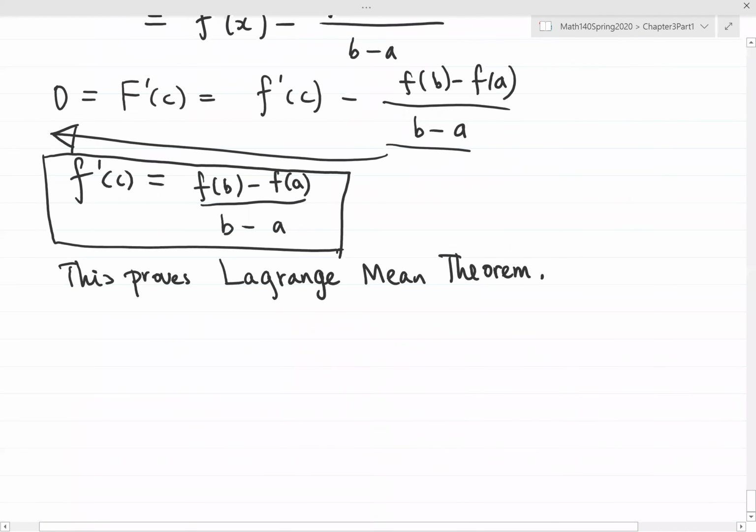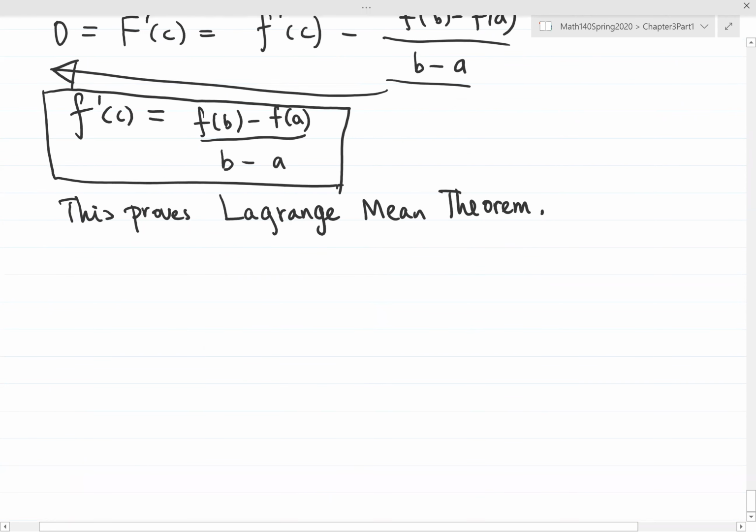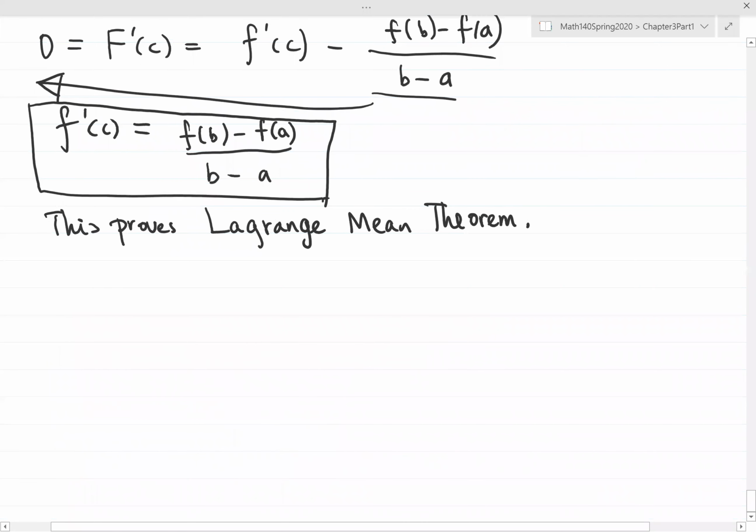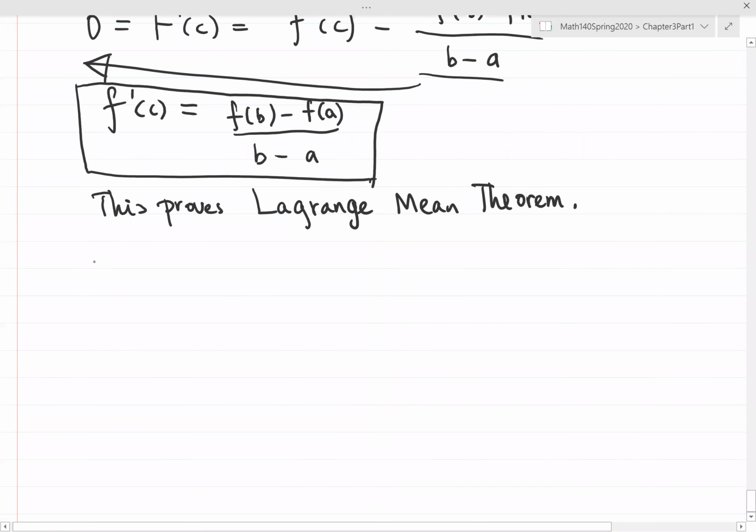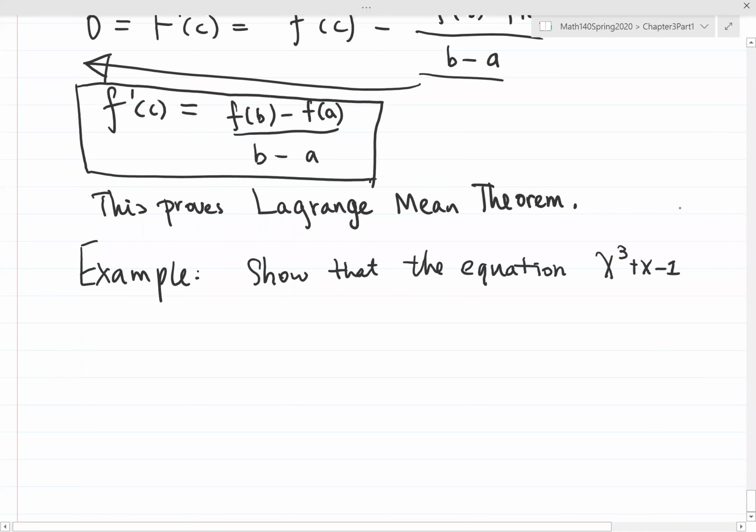Okay, let's see some applications of Rolle's theorem and the Lagrange mean value theorem. Example: show that the equation x cubed plus x minus 1 has exactly one real root.